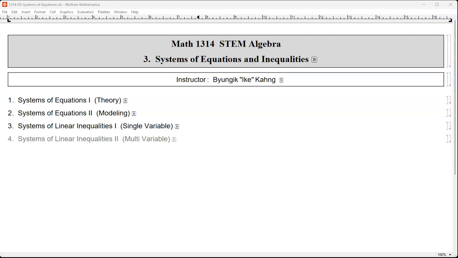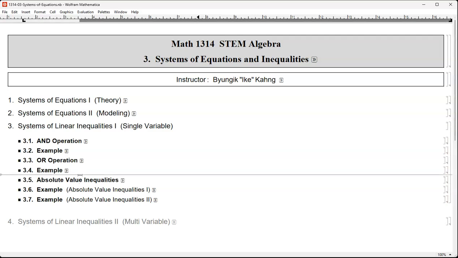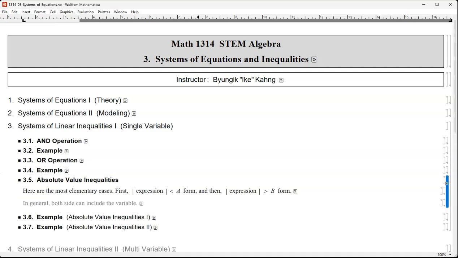Hello students, welcome back. Let us resume our discussion in section 3. We went through combining two or more inequalities through AND operation versus the OR operation. Now let's consider an application to that. What if we apply those to absolute value inequalities?